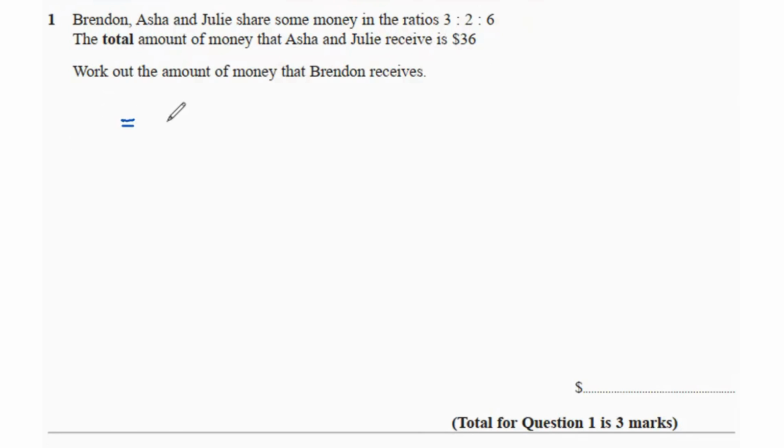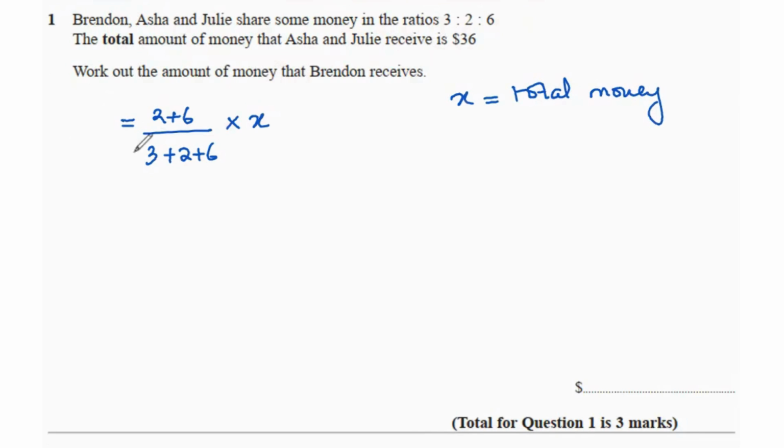So that's going to be 2 plus 6 over 3 plus 2 plus 6 and times x. Why x? X is the total money. So that's 8 over 11 times x. And this is equal to the total amount that Asha and Julie receive, which is 36.